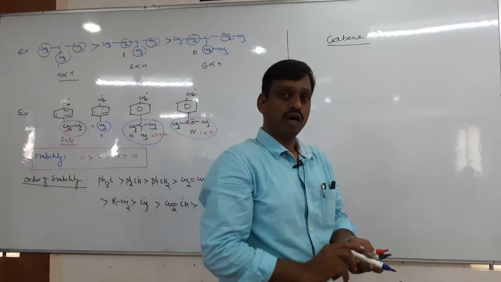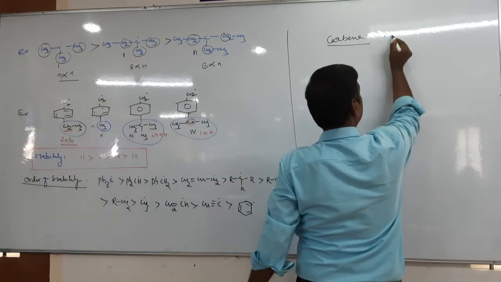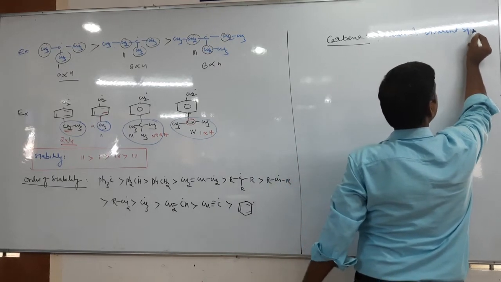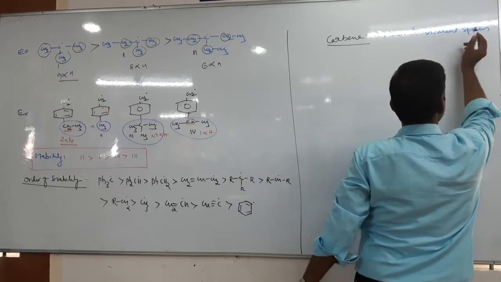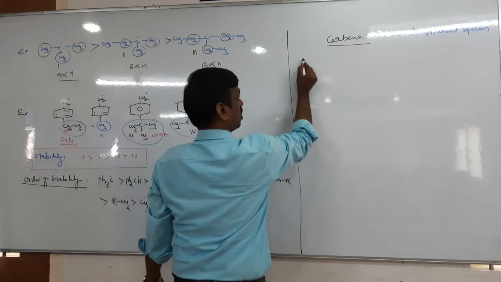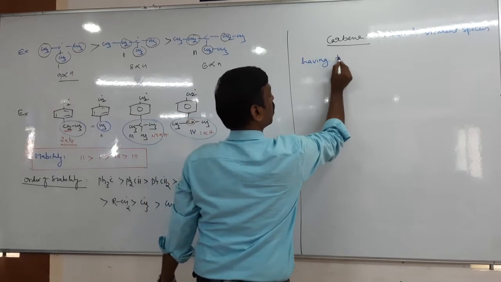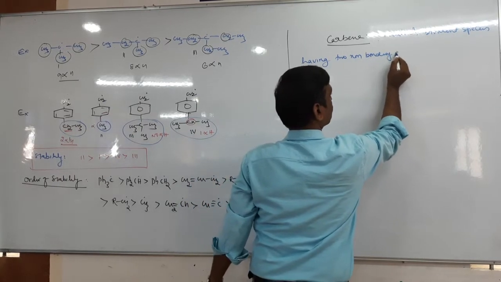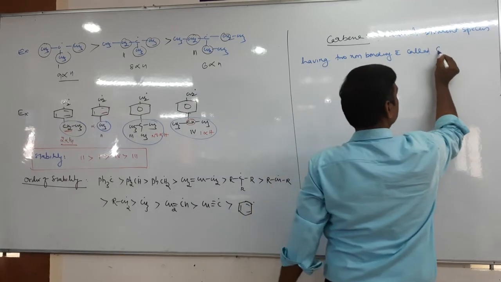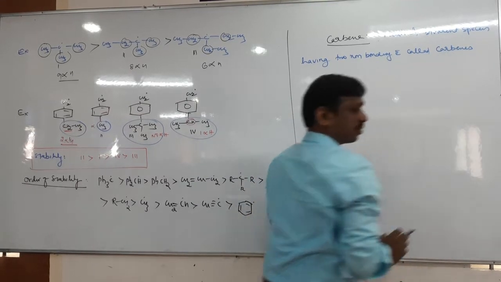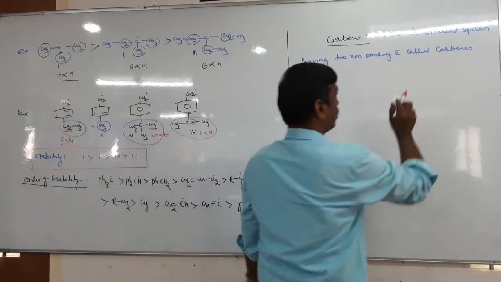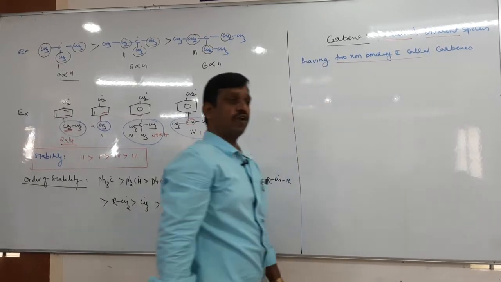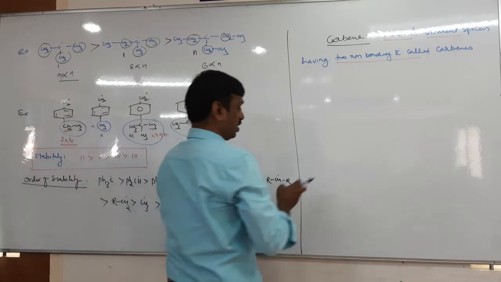Then they are called carbene. So carbenes are neutral, bivalent carbon species having 2 non-bonding electrons. In carbene you need to remember, first they are neutral, then they are bivalent, and they have 2 non-bonding electrons. Then how are they represented?